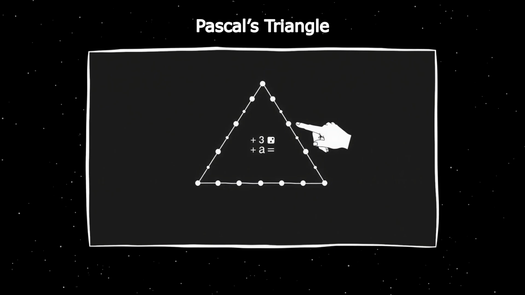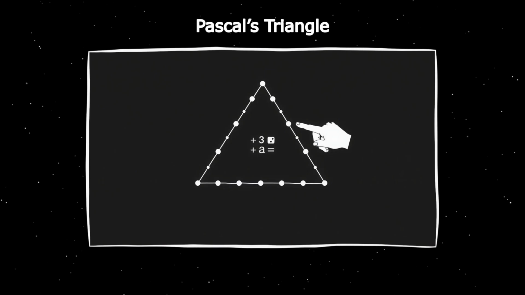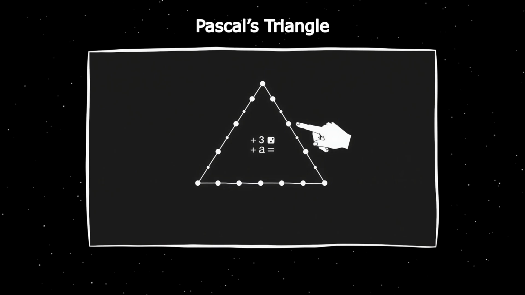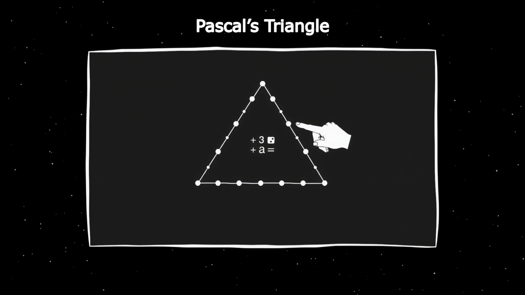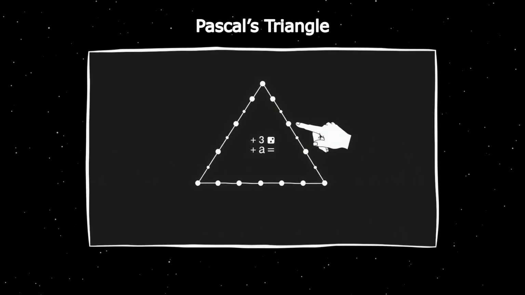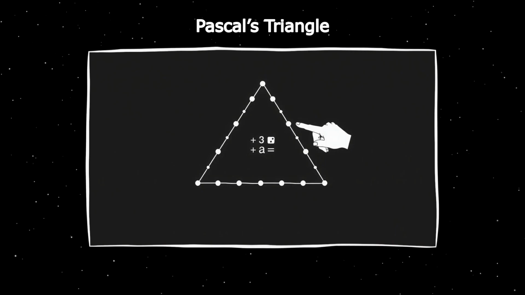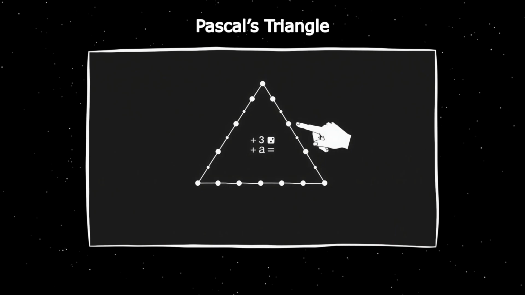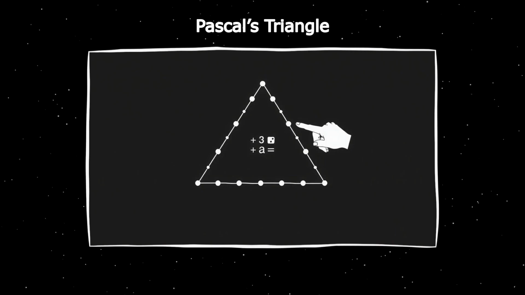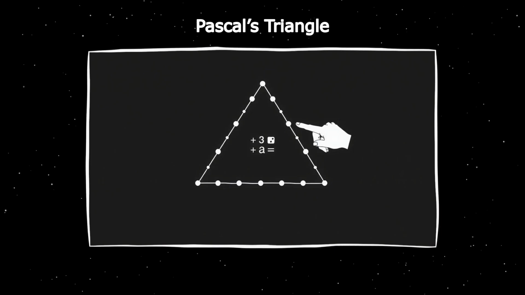Additionally, the sum of the numbers in any given row equals 2 raised to the number of that row. For example, the sum of the coefficients in the 5th row is 32, as it corresponds to 2 raised to the power of 5. The triangle is not just home to rational coefficients.